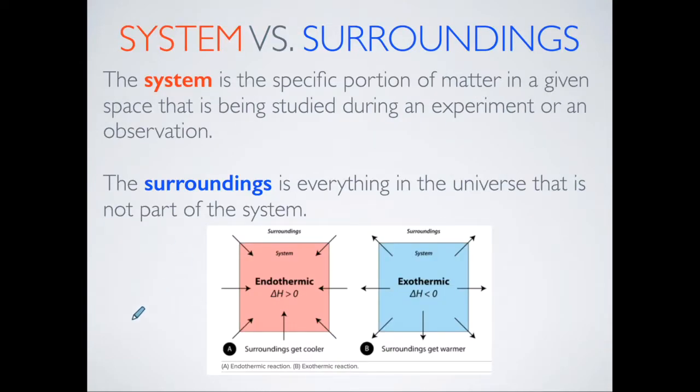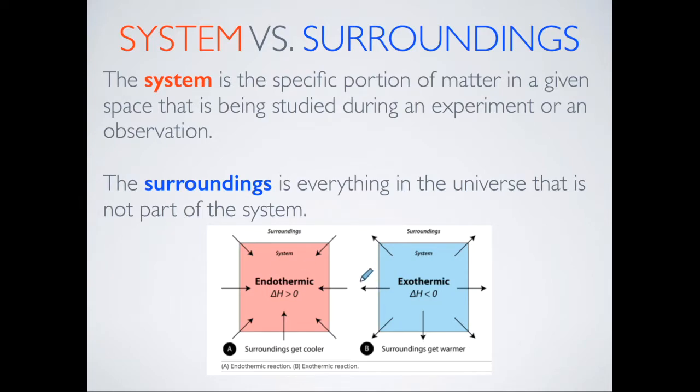In this unit, it's going to be very important that you're able to speak about these processes in a scientific way. System versus surroundings will help you to do so. So the system is whatever specific part of matter you're actually studying for an experiment, and the surroundings is everything in the universe outside of that which could potentially have an effect.